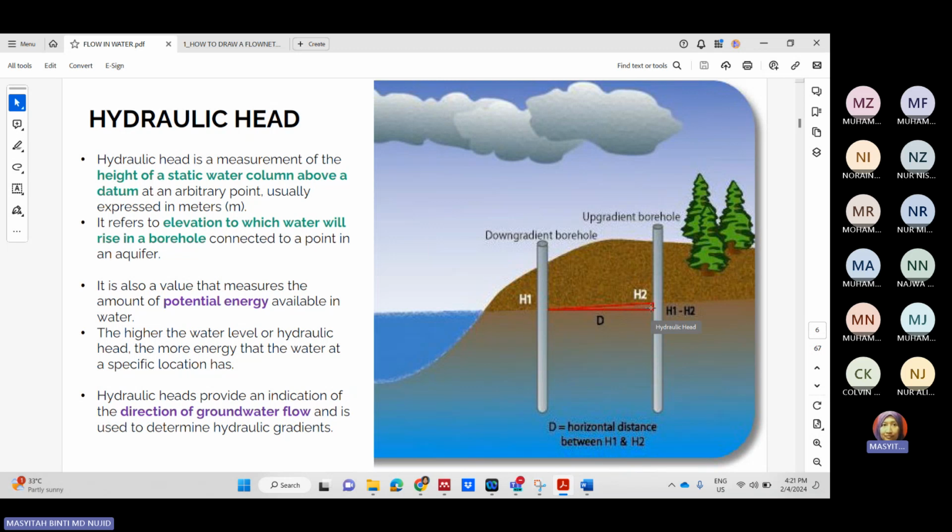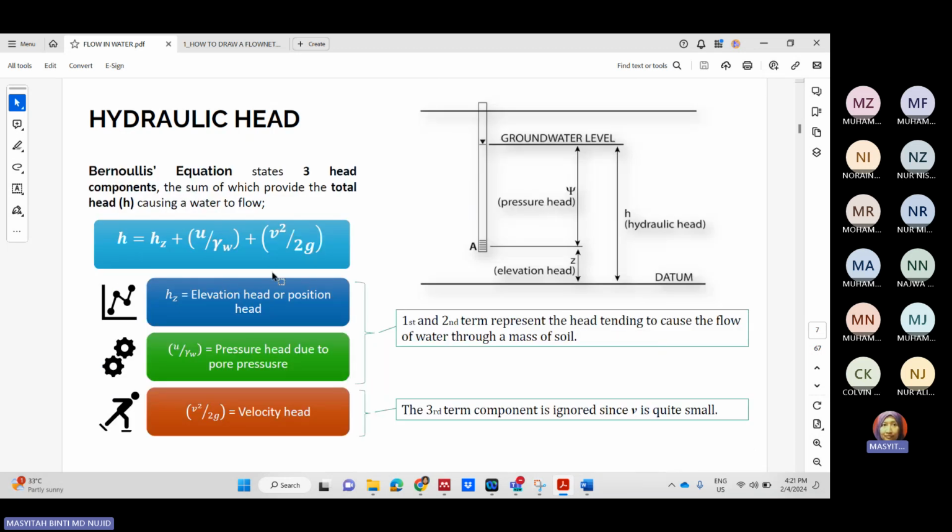To obtain the hydraulic head, there are some proper calculations you need to refer to. For example here, the hydraulic head adapted from the Bernoulli equation states that three head components, the sum of which provides the total head causing water to flow. So the hydraulic head by definition actually consists of three things. The first one is the elevation head, Hz, and the second component is the pressure head due to pore pressure.